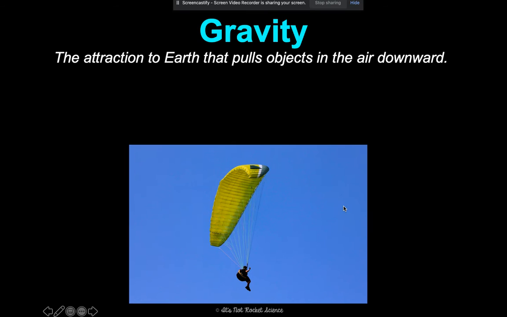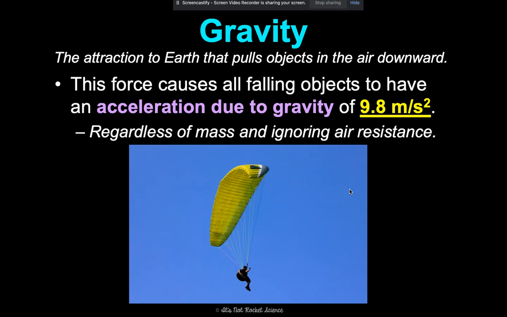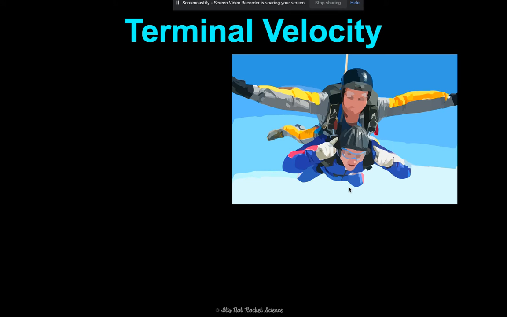Okay, so gravity is the attraction to Earth that pulls objects in the air downwards. It's why here on Earth we're able to skydive. This force causes all falling objects to have an acceleration due to gravity of 9.8 meters per second squared, regardless of mass and ignoring air resistance. Obviously air resistance is a thing when you go skydiving, but no matter how big or small you are, you're still going to fall at 9.8 meters per second squared.